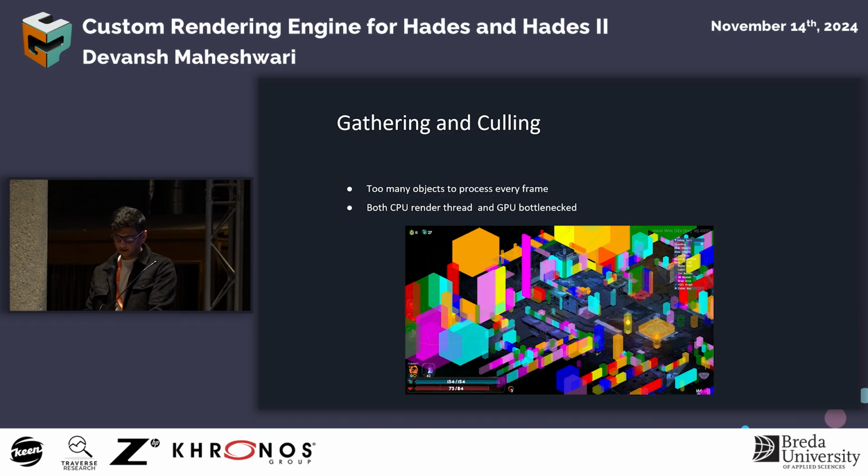All right, so the next piece of the pipeline is the gathering and culling steps. Why do we need this? Well, it's pretty simple. There are just too many objects to process every frame. We'll bottleneck both the CPU, the render thread, and the GPU as well. And this is especially true for our min-spec hardware.